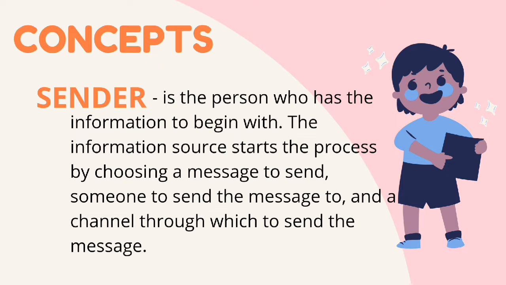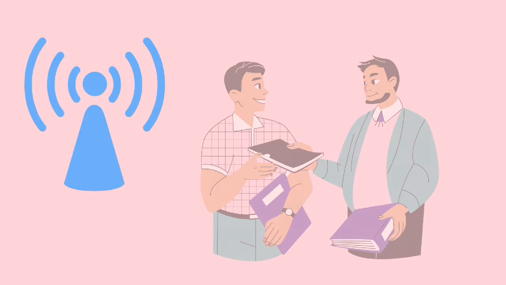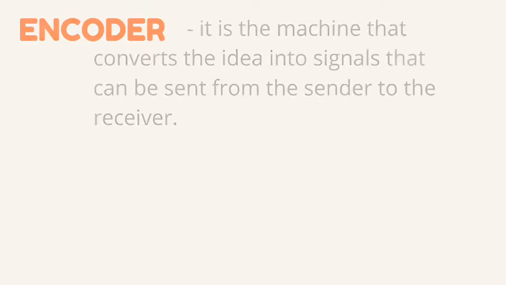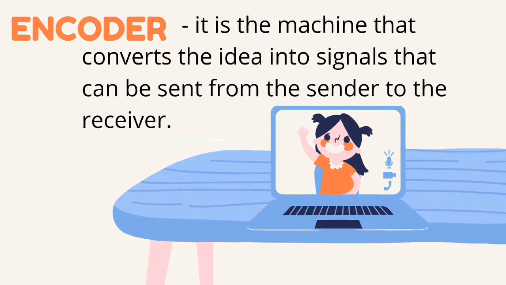So, meaning, the sender is the primary source of the information, and it depends on what he or she is going to say and how he or she will say it. Now let's go on to the encoder or transmitter.